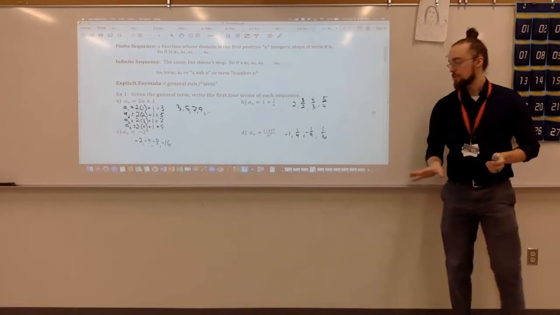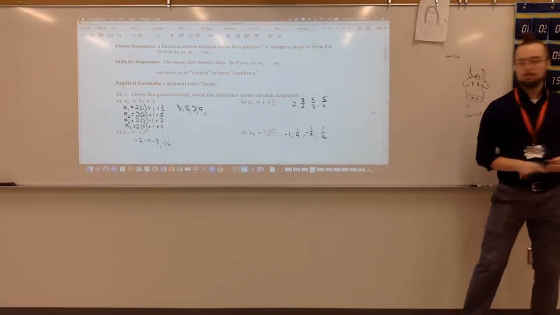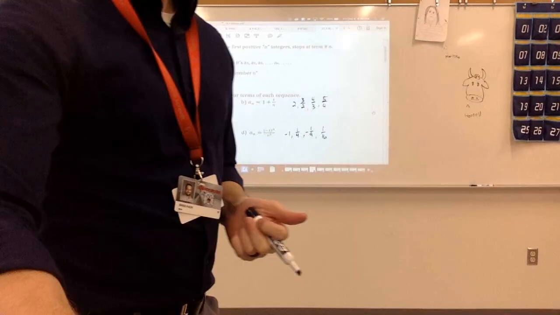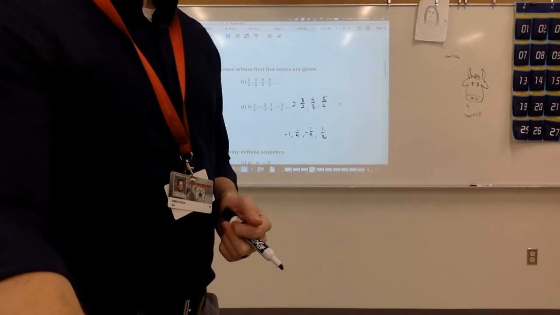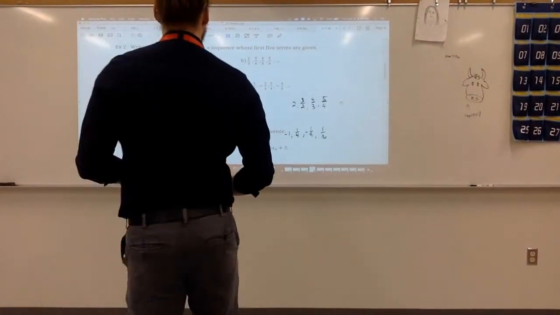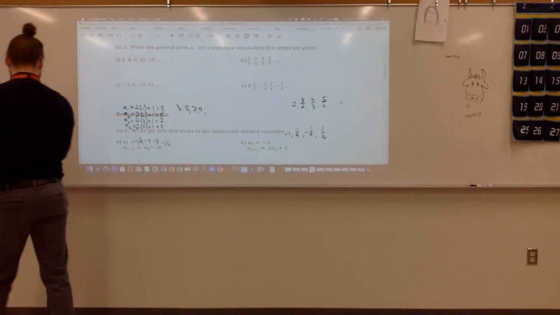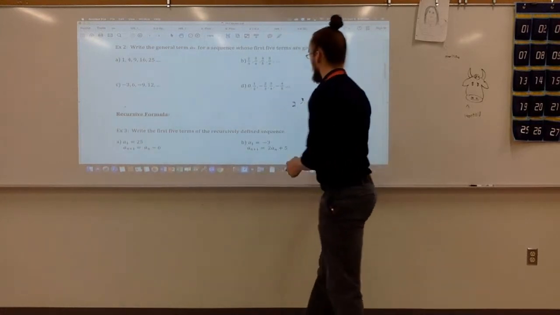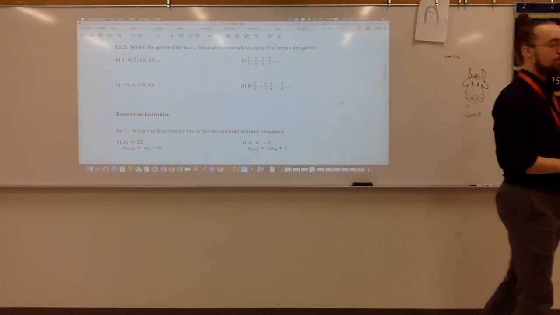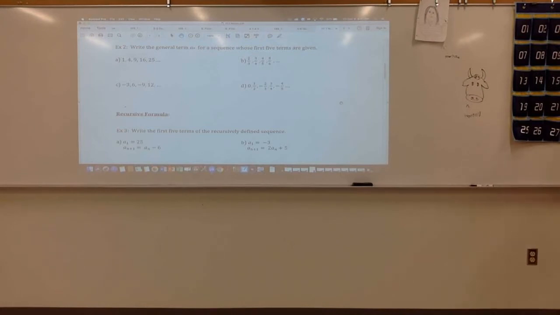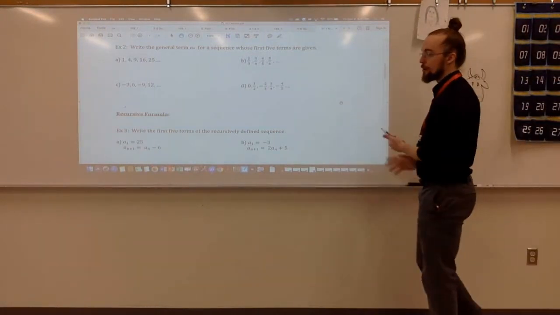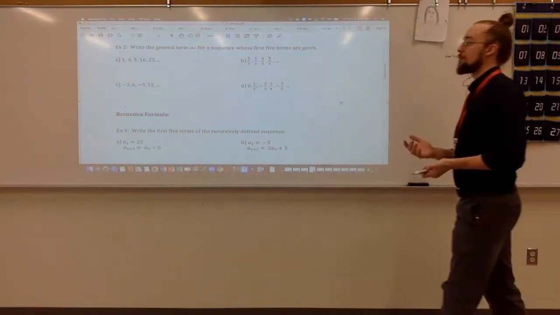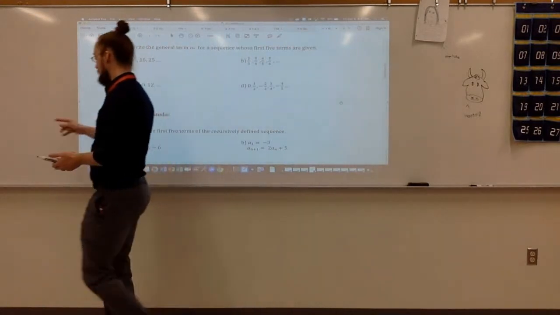Okay. Any other questions on these ones? Okay, so now let's take a look at, given a list, writing a rule. So for these ones, there could be a lot of different things happening. In the next two sections, we'll look at specific ways to write rules for arithmetic and geometric sequences. But here, in this first section, we just have a list of numbers, and we just need to try to figure out the pattern.